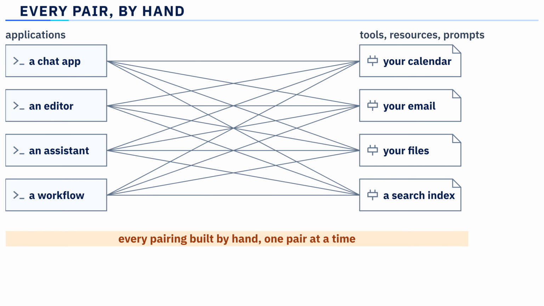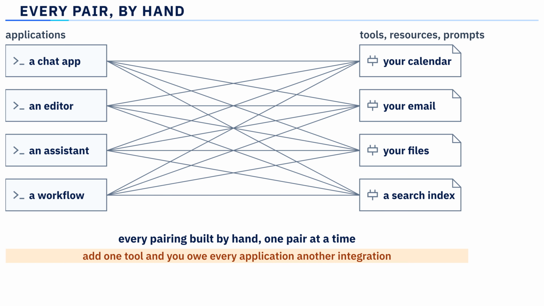Let me be careful here. This is a sketch of a shape, not a history. Ways of describing an interface already existed. This was never nothing. What was true is that each pairing was somebody's job. And the cost lives in the arithmetic. Add 1 tool, and you owe every application another integration.